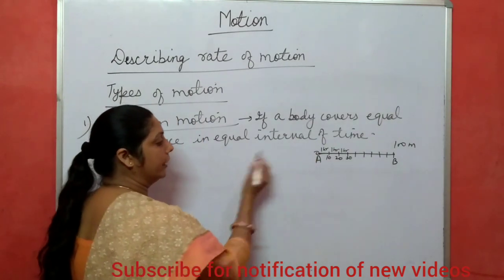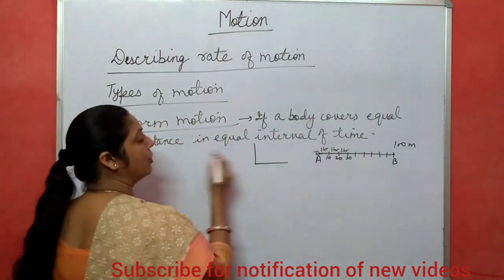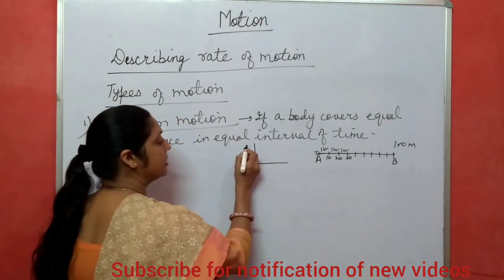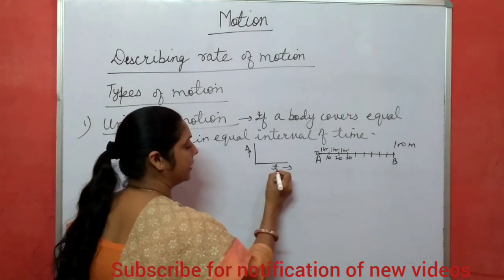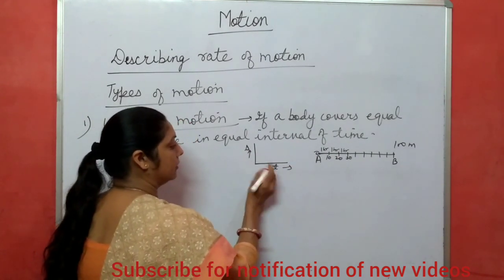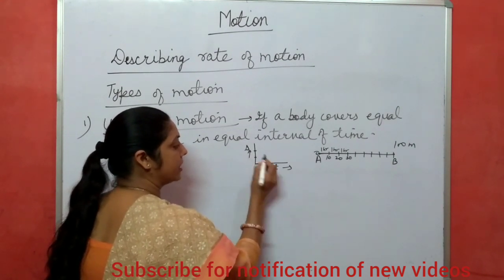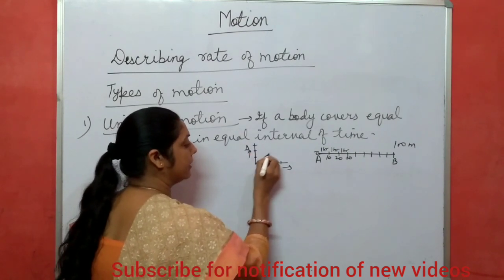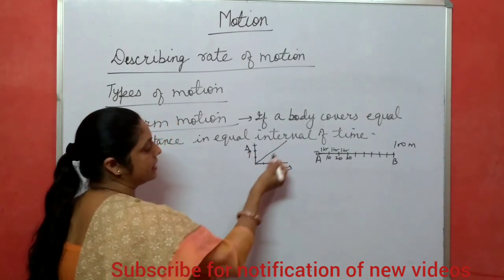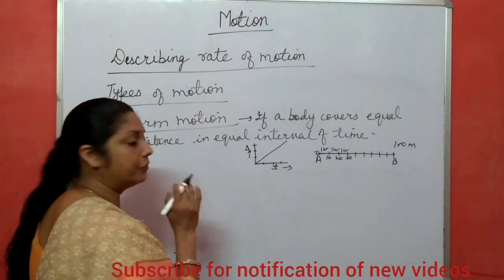And if you plot a graph between distance and time in case of uniform motion, suppose distance is along this side and time is along this side. Equal distance, equal time. When you join all these points, you get a straight line. This straight line shows that motion of the body is uniform.